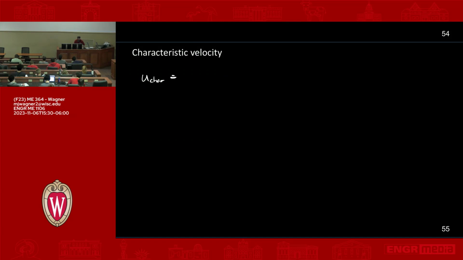U characteristic is equal to the square root of gravity, g, times the length, times beta, which we'll talk about in a second, times (Ts minus T infinity). So I can compute the characteristic velocity if I know these things. Length would be something like the vertical height of the surface that you care about. Gravity is the gravity in the direction of the plate that you're analyzing. Ts would be the surface temperature, T infinity the free stream.